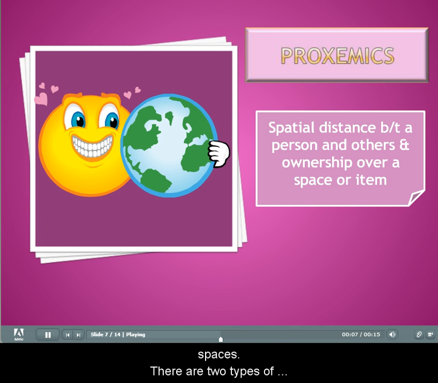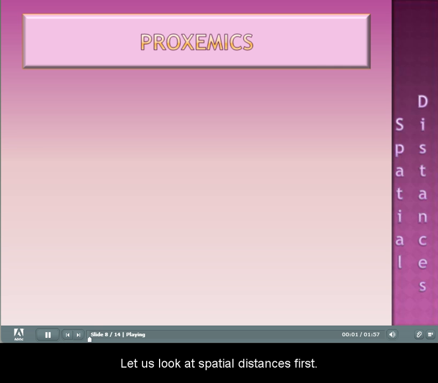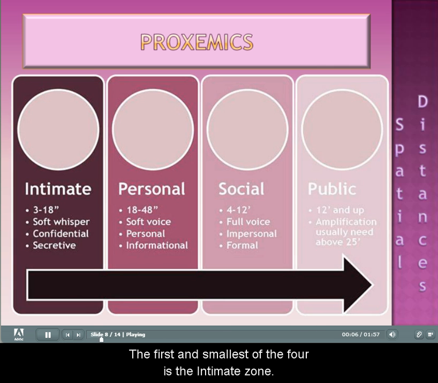Proxemics has to do with distances and ownership of spaces. There are two types of proxemics: spatial distance zones and territoriality. Let's look at spatial distances first. There are 4 zones for distance.